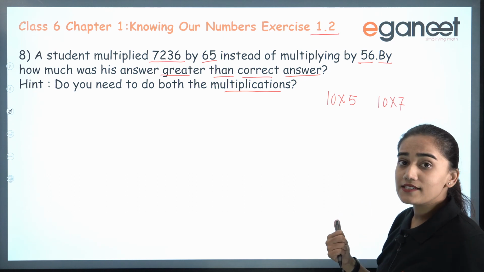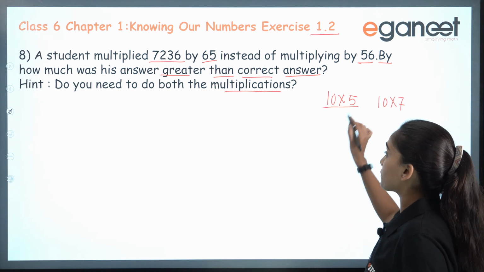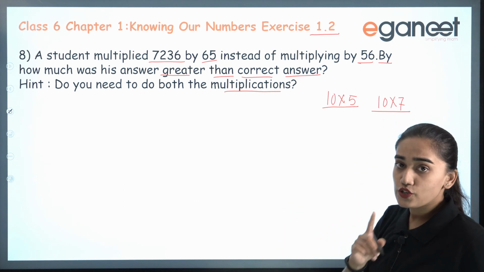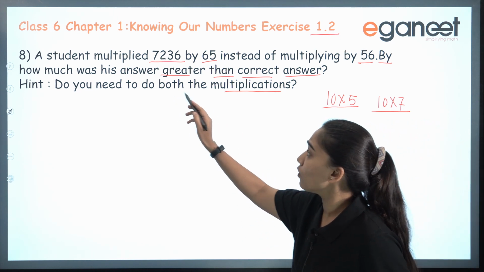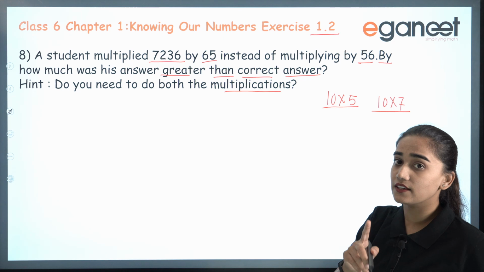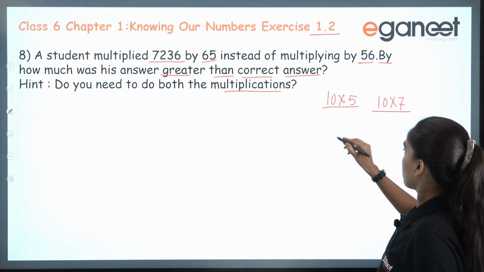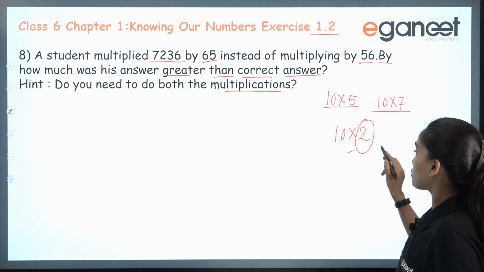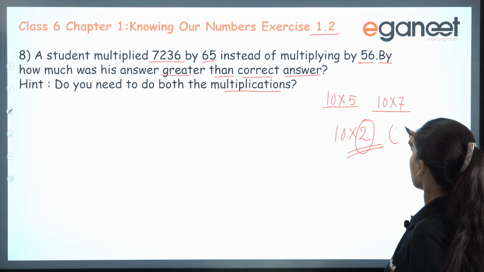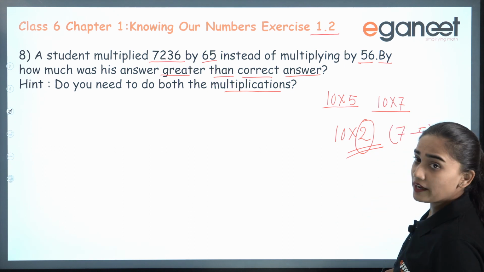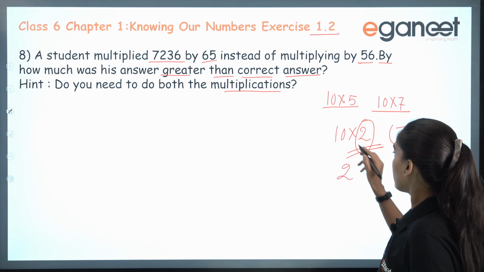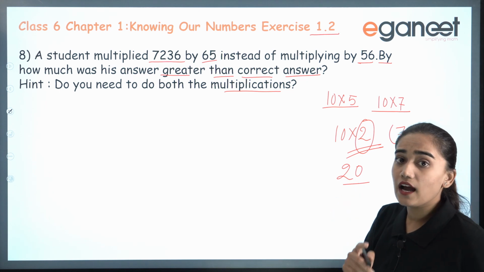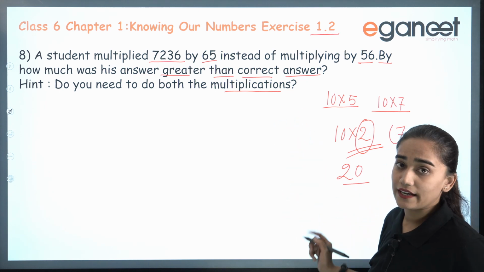अभी करेक्ट आंसर क्या मिलता मुझे अगर मैं 10 को 5 से मल्टीप्लाई करती, बट नाउ आई हैव मल्टीप्लाइड 2 टाइम्स मोर. So what I need to find is by how much my answer will be greater than the correct answer. So let us find that. What I will do is I will multiply 10 by 2. Now from where did this 2 come? 2 is nothing but the difference of 7 and 5. So on multiplying 2 and 10, I will get 20. That is, by 20, my answer will be greater than the correct one.